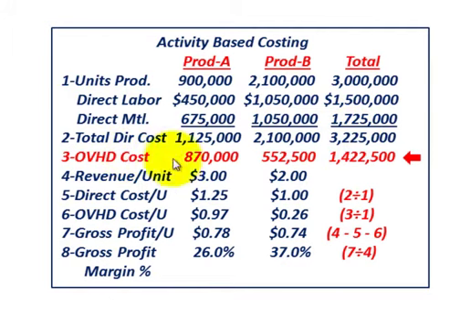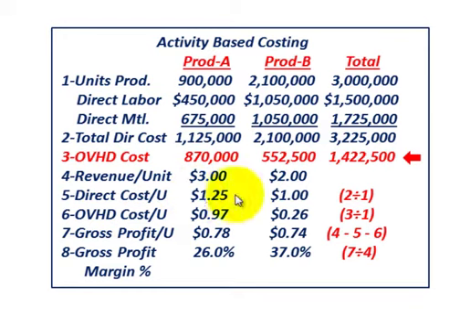Now our overhead costs, that's what was based on our activity-based costing here for product A. Our total overhead costs that we allocated here with those 5 different activities was $870,000, and for product B was $552,500. So our total overhead cost was sitting at $1,422,500. And then we have some revenues per unit here. You can look at those, and that's on a per unit basis. That's really the selling price here.